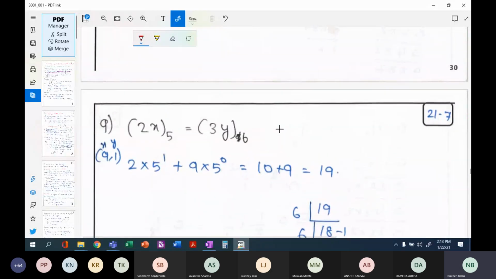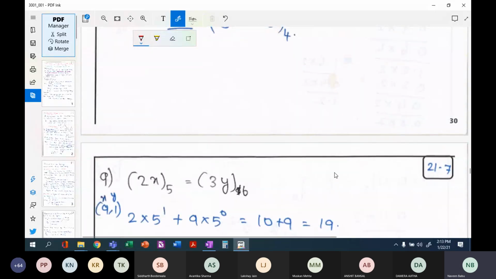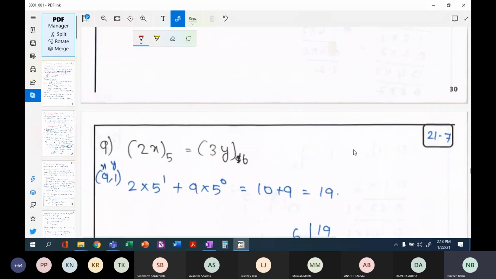So one more example here. 2x to the base 5, you have to find 3y to the base 6. So again, you follow the same process. You substitute random numbers. When I say base 5, then the symbols that are possible are only 0 to 4. So I'm applying 9 here.